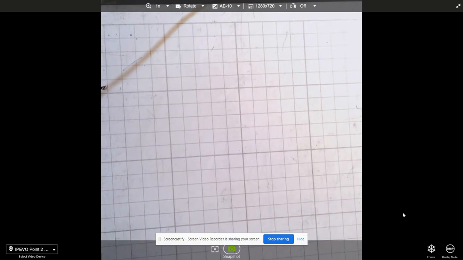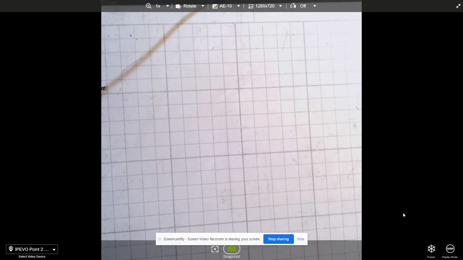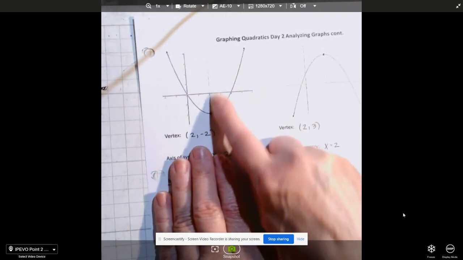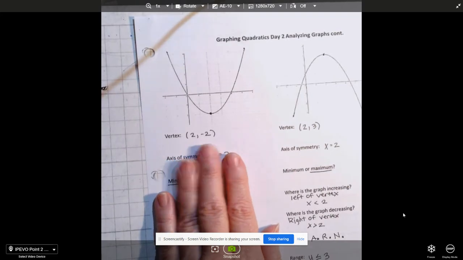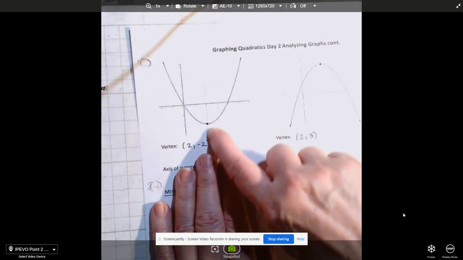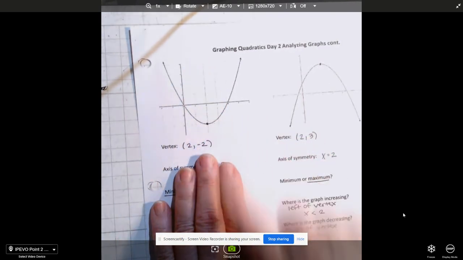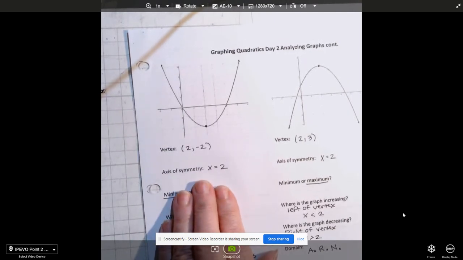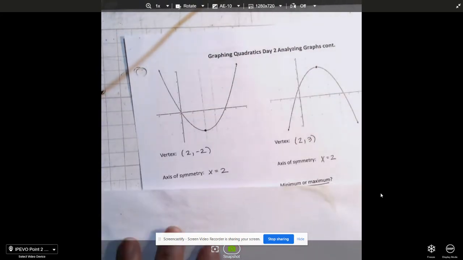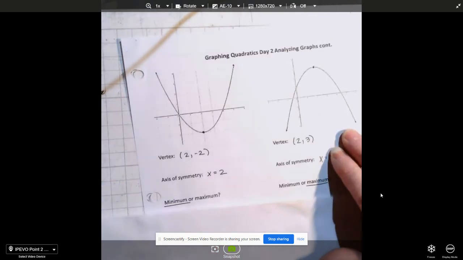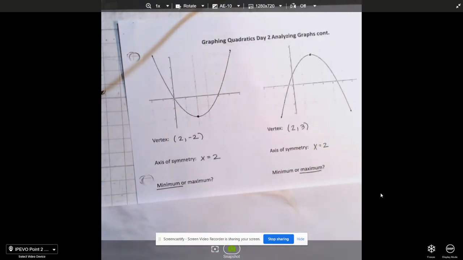So let's just take a look at another example. If you have a graph now that's not your parent function, let's take a look at this graph. Well, your vertex is at (2, -2). The axis of symmetry would be the line that goes through that, and it's always going to be your x value. So your axis of symmetry will be x equals 2. Is that going to be a minimum value or a maximum value? Well, this is the lowest point on your graph. So in this case, your vertex will be a minimum value.